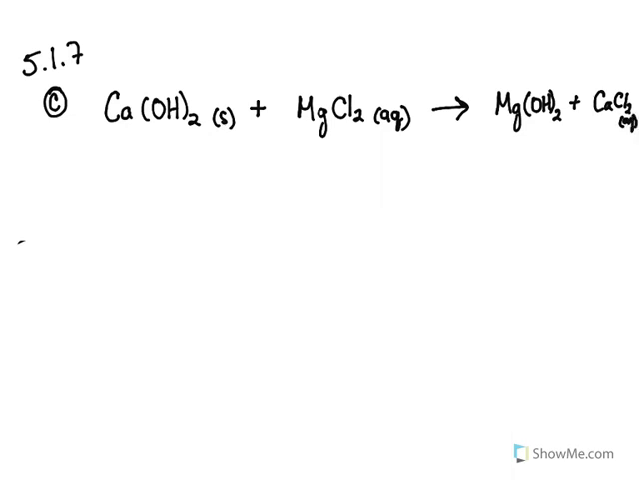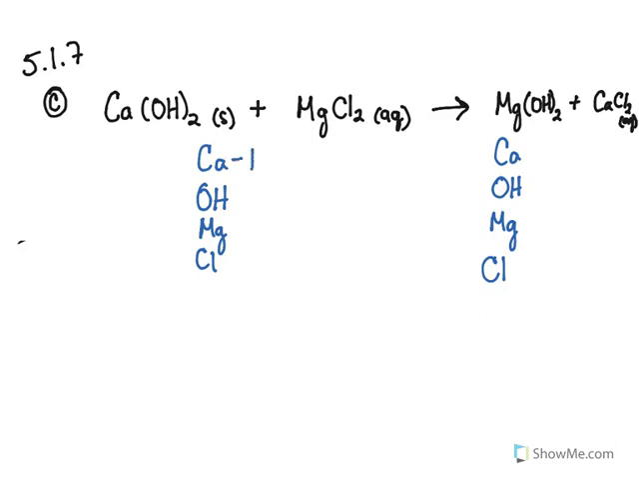So once again, I'm going to count up everything on both sides of the equation. Here, my OH stays together on both sides, so I can count it as one thing if I want to. And I like to do it that way. It makes it easier for me. You would get the same answer if you counted the oxygens and the hydrogens separately. I have 1 calcium, 2 hydroxides, 1 magnesium, and 2 chlorines. And on the right-hand side, I have 1 calcium, 2 hydroxides, 1 magnesium, and 2 chlorines. Once again, like the previous two, I see that this is already balanced.